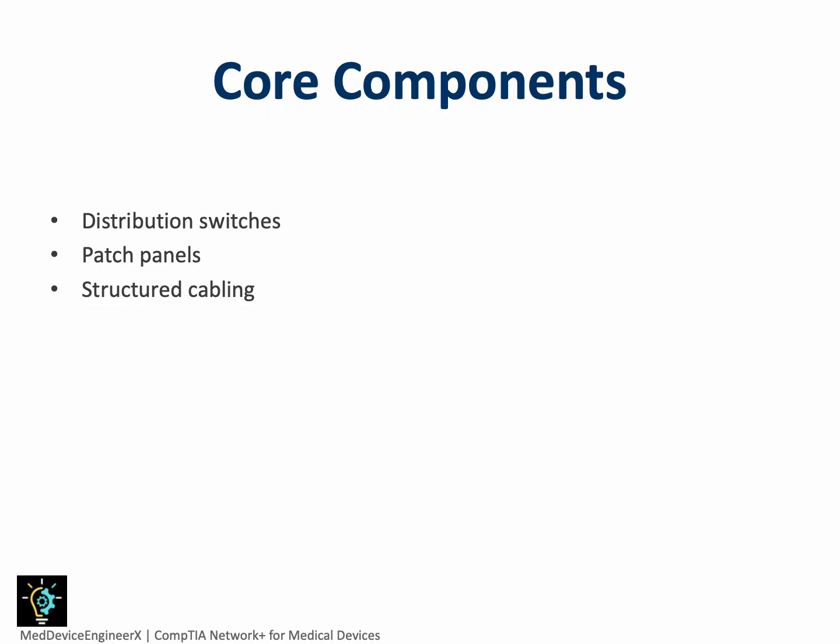The core components of a distribution system typically include distribution switches, patch panels, and structured cabling systems. Distribution switches aggregate connections from access switches, providing the pathway towards the core network. Patch panels help with cable organization and maintenance, making it easier to manage the complex wiring in hospitals. Structured cabling standards ensure uniformity and reliability, especially when integrating diverse medical devices. Together, these components form a stable foundation where biomedical engineers can rely on consistent network performance.